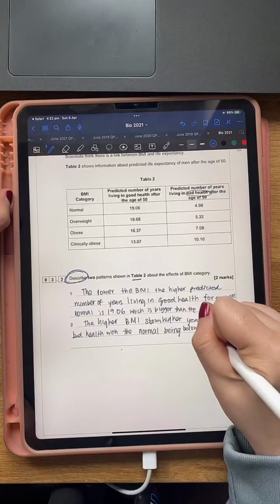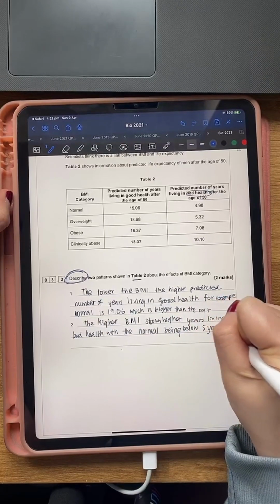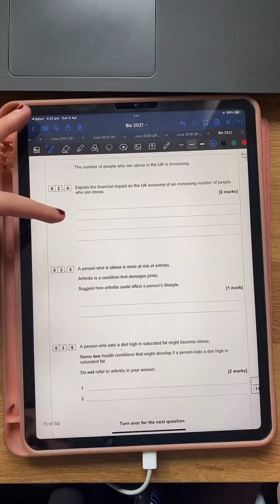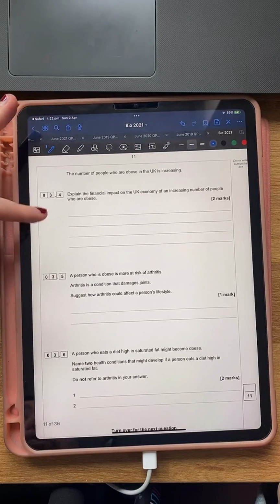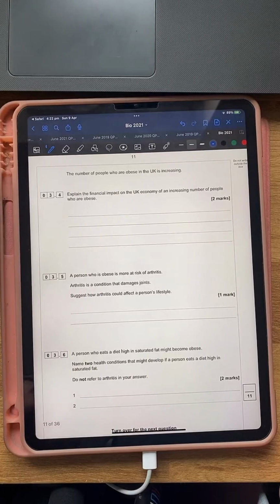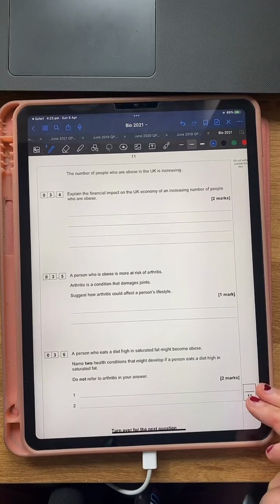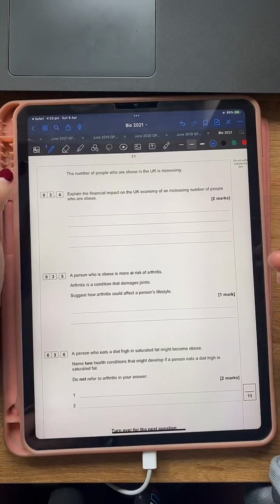The number of people who are obese in the UK is increasing. Explain the financial impact on the UK economy of an increasing number of people who are obese. Okay, so this one's kind of more of a logical question. Of course they expect you to know the answer, but they do give questions like these kind of to throw you out because you don't really learn about it. It's more like logical. You kind of gather the information from other subjects as well.